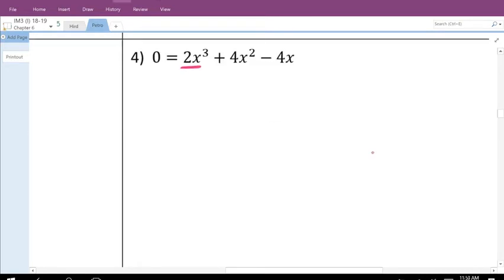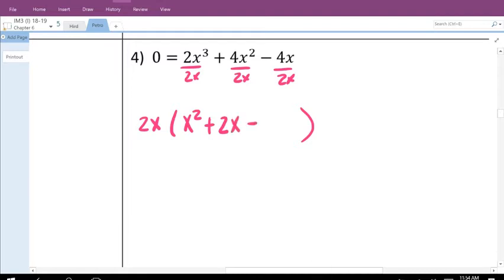I'm going to divide each one by 2x because that's my GCF. And if you don't want to write the 2x on the bottom there, you don't have to. Now let's divide all of them out. 2 divided by 2 is 1. X cubed divided by x is x squared. 4 divided by 2 is 2. X squared divided by x is just x. And then minus 2 because that goes away. It's still all equals 0.